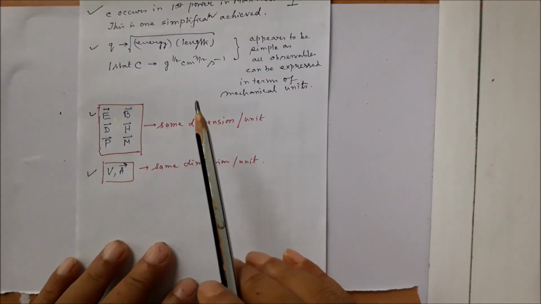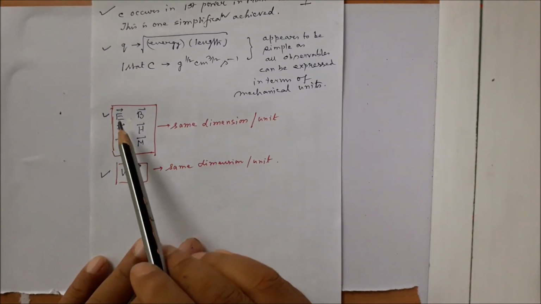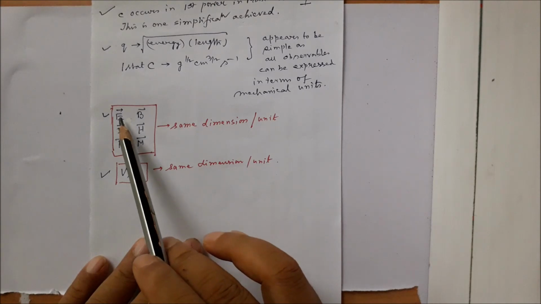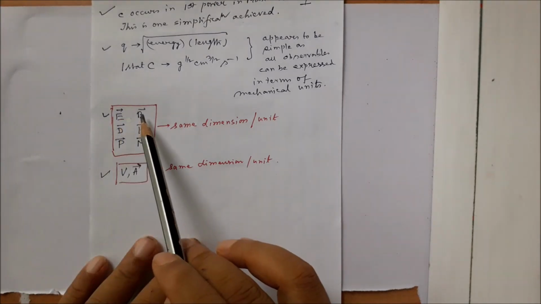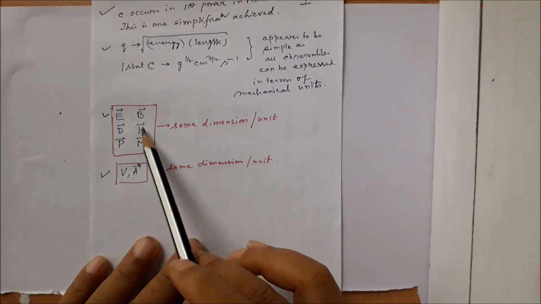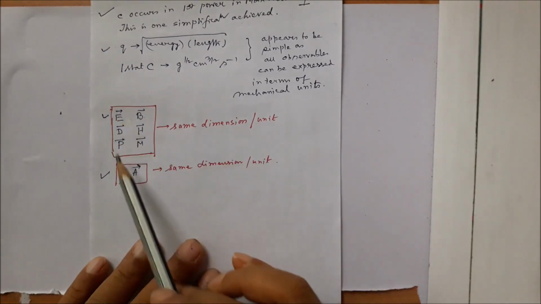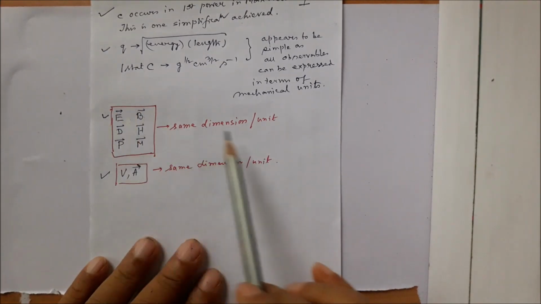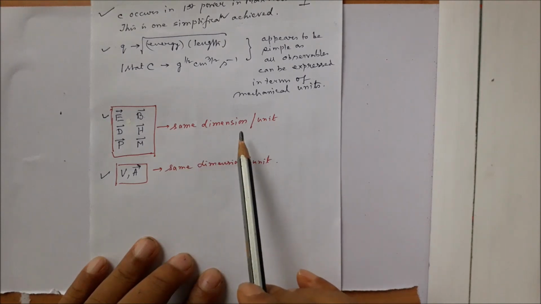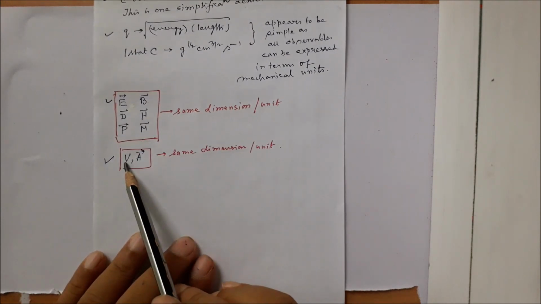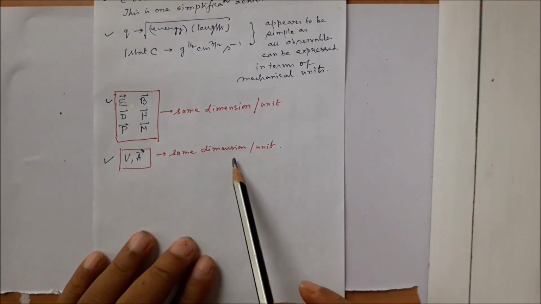Another simplicity that the Gaussian system infuses is that these field quantities, electric field, electric displacement vector, polarization, as well as B, magnetic induction, the magnetic field strength and magnetization, all have the same unit. All these quantities, all these observables, have the same dimension, same unit. This is another great thing. Also potential, both scalar and vector, have the same unit, same dimension.